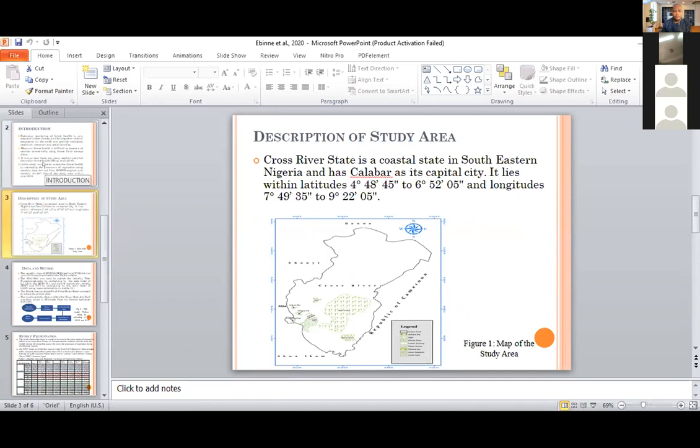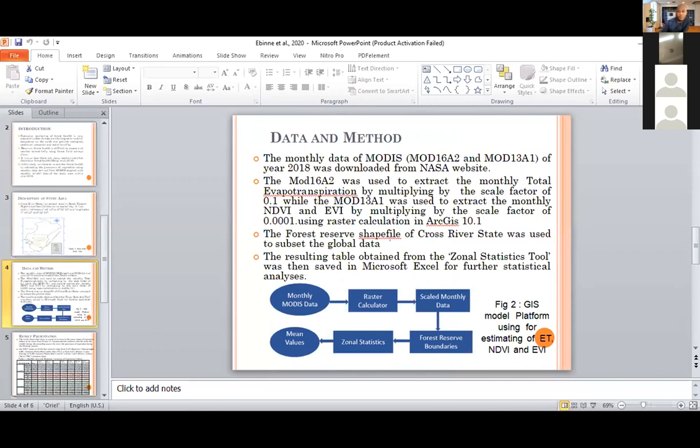Then if you turn to the data and methodology, you find that we looked at the spatial variation and temporal variation of vegetation health over a year, 2018, across the seasons, that is the rainy season as well as the dry season. That is what we called autumn, spring, summer, and winter. That's exactly what we did.